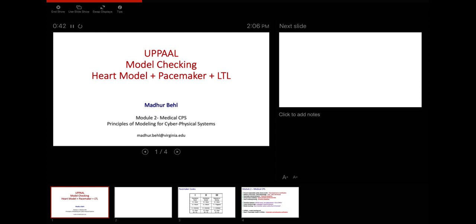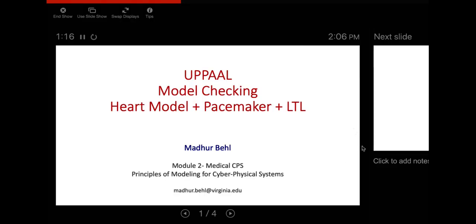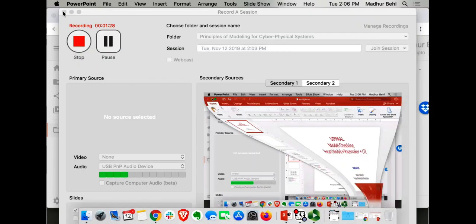right? So far, in the previous lecture, we discussed what is Uppaal, why it is such a powerful tool. Today, I'm going to walk you through the heart model plus the pacemaker in Uppaal. So that's going to be quite a complicated thing, and so we'll try to understand that in the first place. And then we will look at LTL specification and how you can check a LTL specification for this composed system which has the heart model and the pacemaker, sort of what we really started out in the beginning of this module. So I think you can still follow along with me.